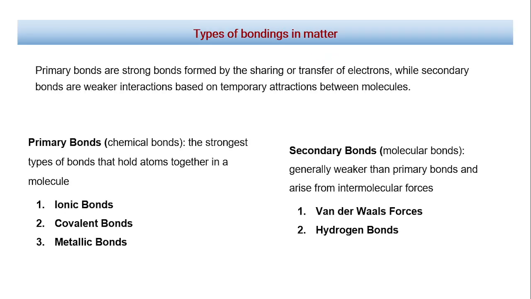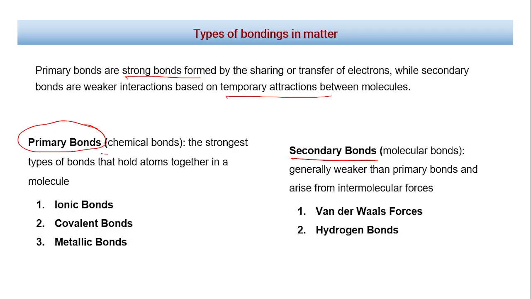Okay, first I think we should discuss these bonding types of forces, or types of bondings, as we also call them. So in general, we have two categories of bondings, primary and secondary. Primary bonds are strong bonds formed by sharing or transfer of electrons between the atoms or molecules, while secondary bonds are comparatively weaker and based on temporary attractions. We'll see what we mean.